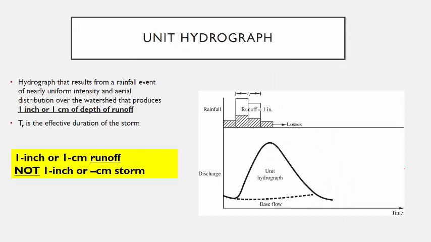Now we will look at the unit hydrograph. A unit hydrograph is a hydrograph that results in a runoff of 1 inch if you're in the US customary system, or 1 centimeter if it's in the metric system.